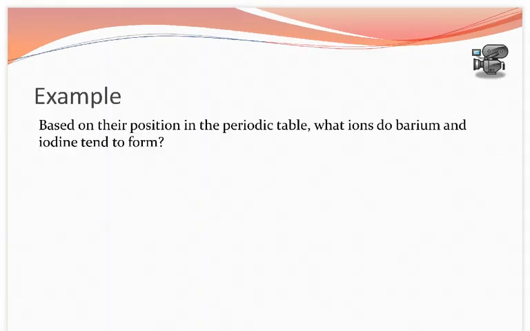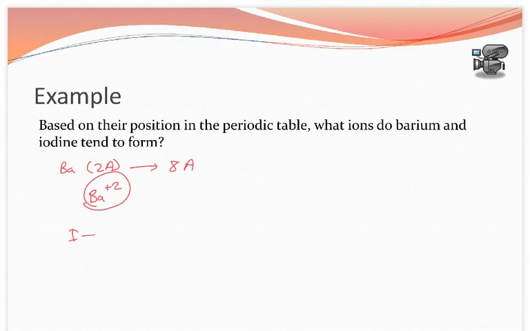So let's do more examples. Based on the position on the periodic table, what ions do barium and iodine tend to form? Well, we know that barium is in group 2A, so it needs to get to group 8A. It needs to either gain 6 electrons, which is not possible, or lose 2 electrons because of its outermost shell. Now, of course, it's much easier to lose 2 electrons than gain 6, so it will have a positive 2 charge.